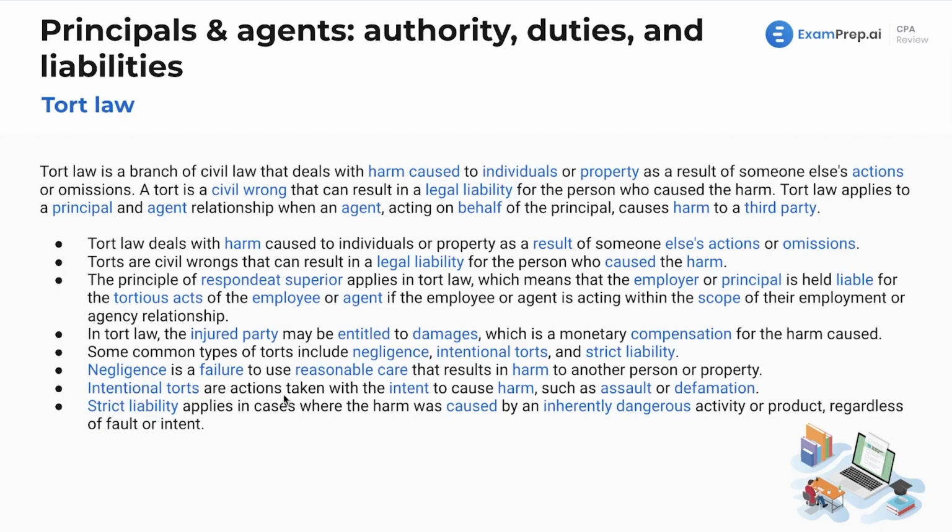Intentional torts are actions taken with the intent to cause harm, such as assault or defamation. If I go around and start defaming someone, I start spewing some lies about them, that would be an intentional tort. And then strict liability. This applies in cases where the harm was caused by an inherently dangerous activity or product, regardless of fault or intent. This could be something where you're selling something that is a toaster that has a 65% chance of exploding. I mean, that would probably fall there for sure.